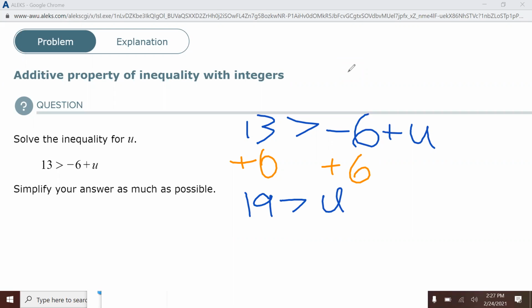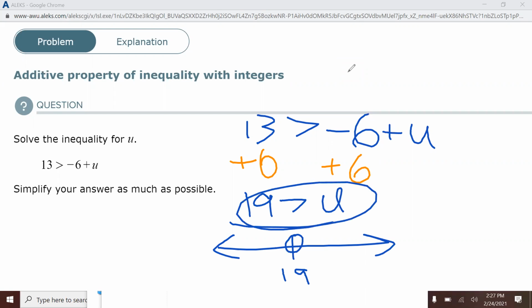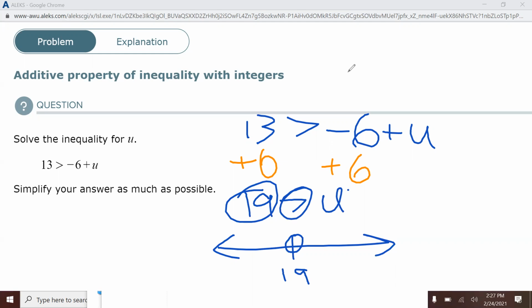That's all I have to do, but what does that answer mean? What would I shade in if I were going to do this on the number line? Certainly, it would be an open circle on the 19 since there's no or equal sign. But which way would I shade? Well, the statement says 19 is bigger than all the numbers we're interested in. So all the numbers we are interested in are smaller than 19.